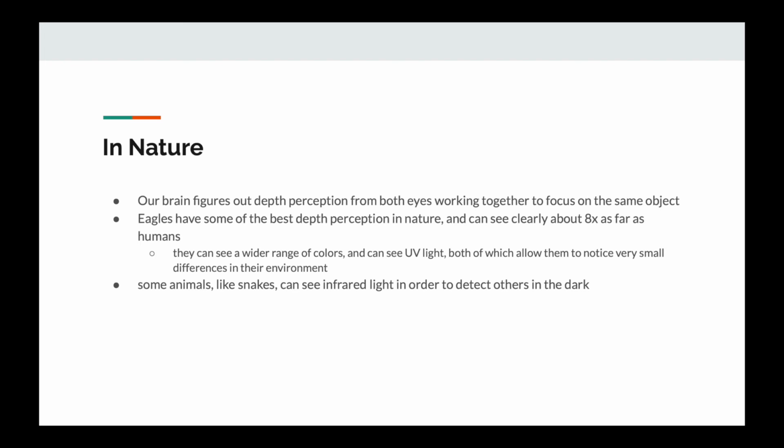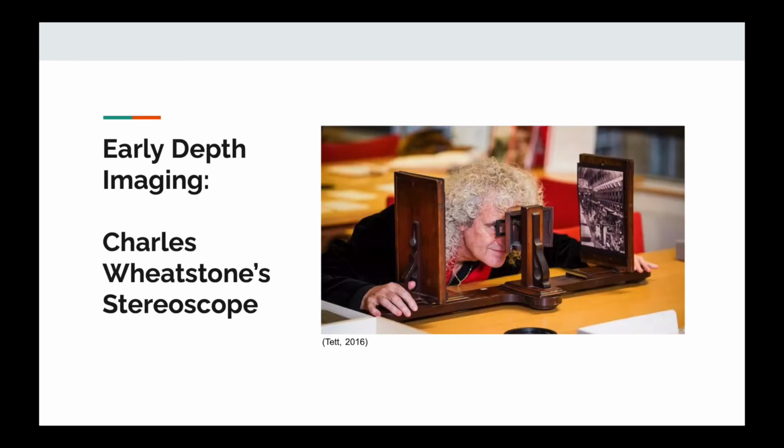So now on to early depth imaging. So where did this go? So Charles Wheatstone's stereoscope, like I mentioned, stereoscopic pairs when you overlap 2 images to create depth. So he did that in the Victorian era, where he used mirrors and photos to create this device, and it's called the stereoscope, which is basically stereoscopic pairs, and you look through it and it makes it look like those photos now have depth because your eyes and your brain have a different view of each image.